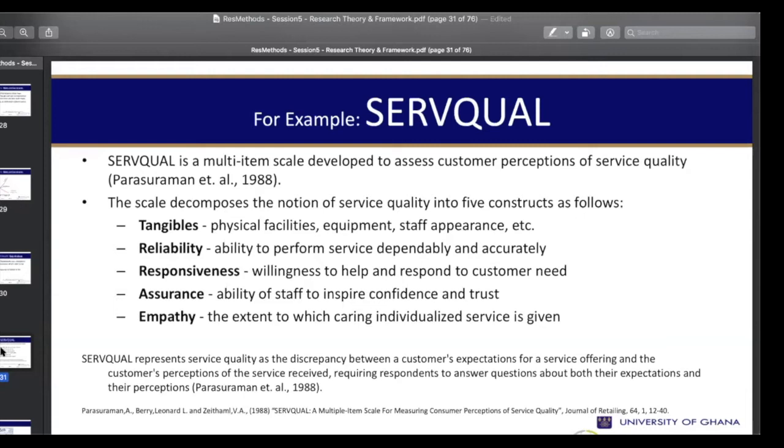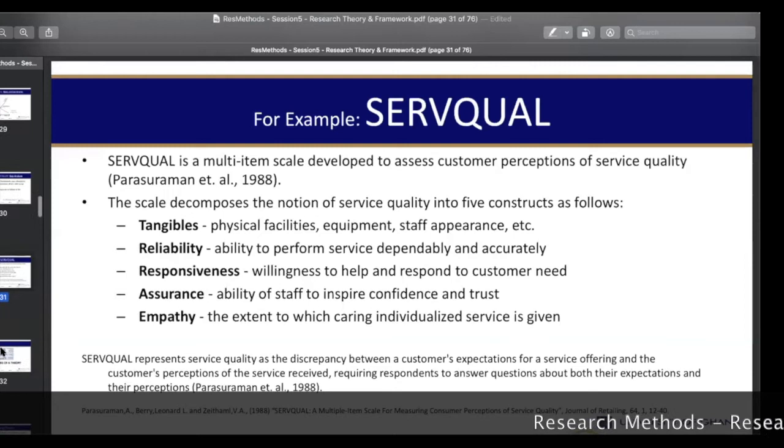So the SERVQUAL model, which is also a theory now. Okay, now I'm saying certain things that can confuse you, but I'll come back to it later. The SERVQUAL model, which is also a theory now, is based on this kind of conceptualization.